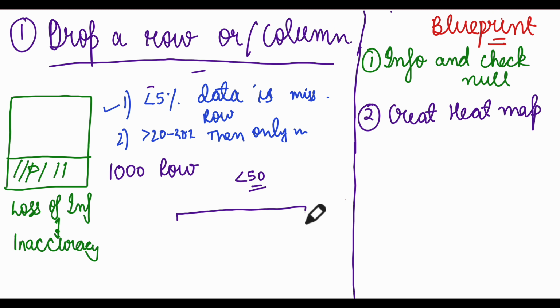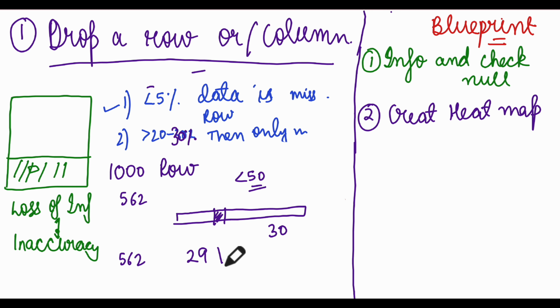But again, this is not the only condition. The second criterion you need to check is whether, for that particular row, more than 20 to 30% of the columns are missing. So let's say you decided to drop row number 562 because you saw one null value in it. But you evaluated row number 562 and saw that out of 30 variables, 29 have values and there is only one variable with a missing value. So will you remove 562? No, you will not remove it.